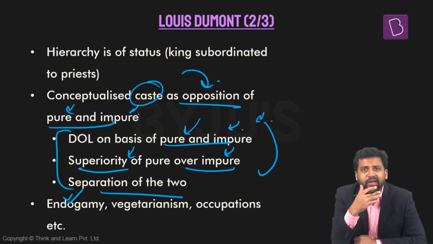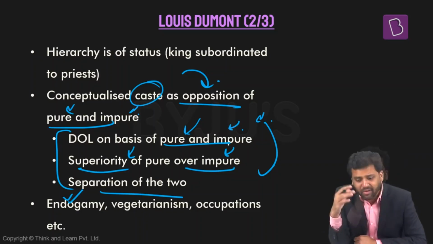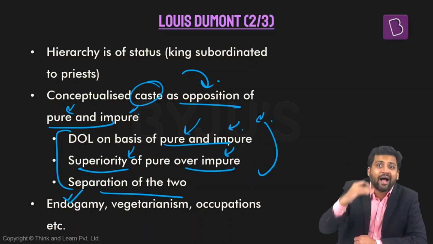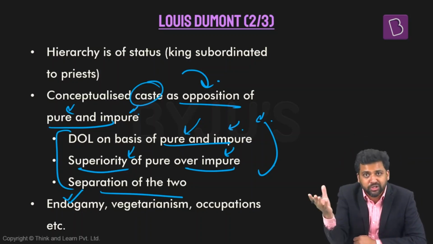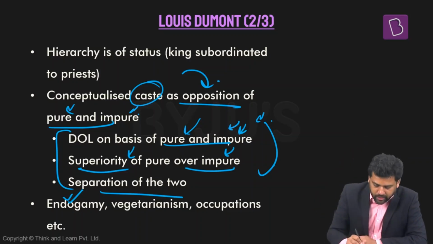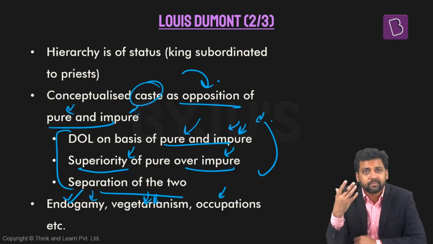Because again, caste and occupation are linked with one another. Right? So different castes are at different levels of purity and impurity. Those castes which are having occupations which are considered to be pure will be considered higher up in the hierarchy, they will be considered superior. Other castes which are engaged in occupations which are considered impure, those castes will be considered to be inferior. So occupations, different kinds of food practices, all these things are linked with purity and impurity.